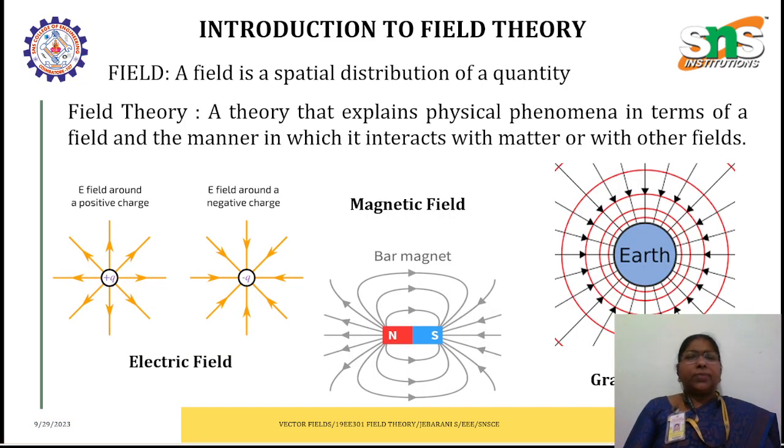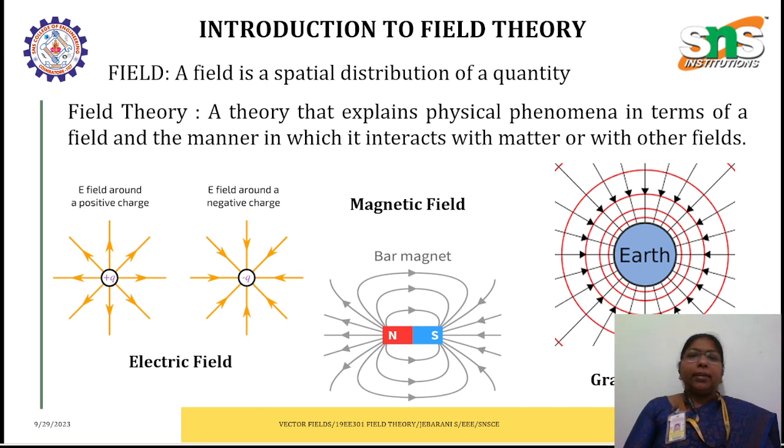We will see what a field is. If we have a quantity, and the quantity is distributed in space, or a spatial distribution of a quantity, we call it a field. The study of such fields, their physical behavior, and the manner in which they interact with other matter or other fields, we call field theory.